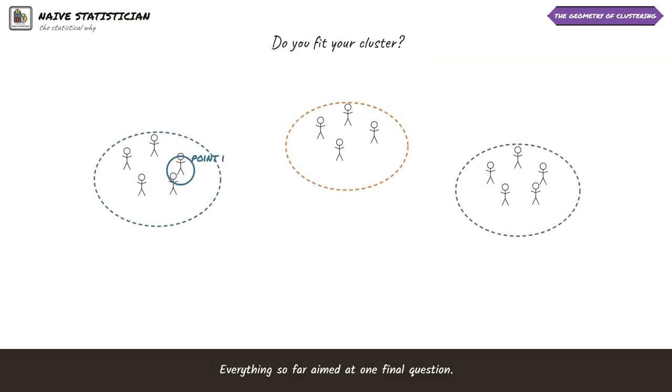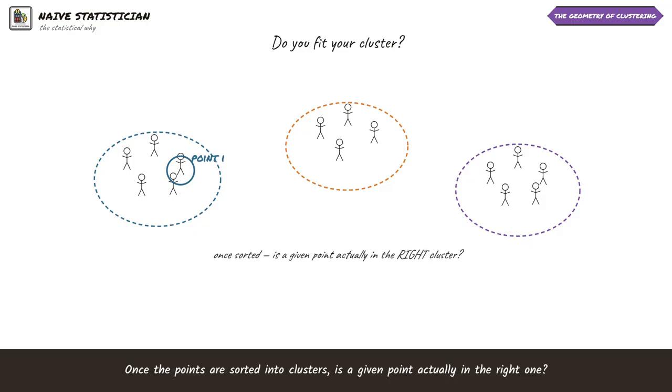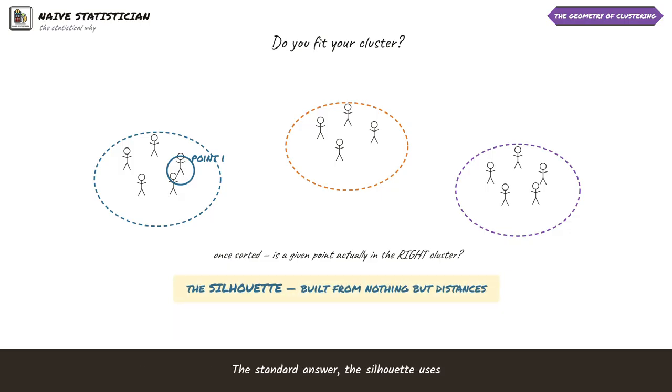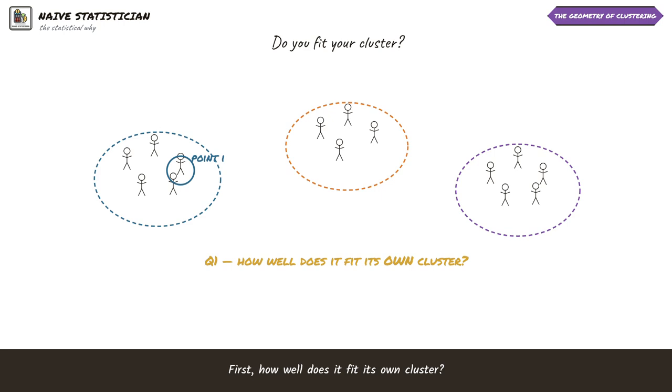Everything so far aimed at one final question. Once the points are sorted into clusters, is a given point actually in the right one? The standard answer, the silhouette, uses nothing but the distances we have been building. Take one data point, call it point i, and ask 2 questions. First, how well does it fit its own cluster?